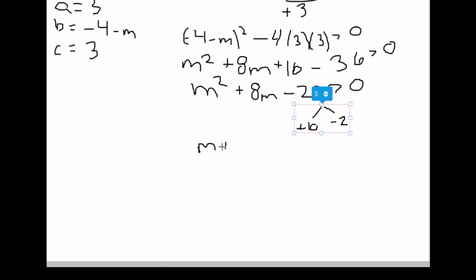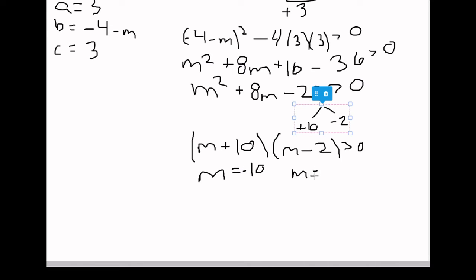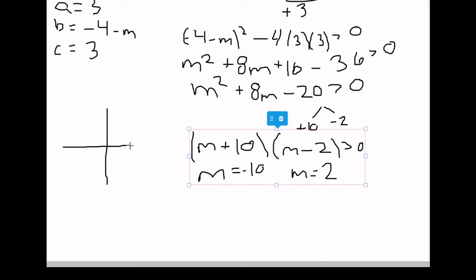So m plus 10 and m minus 2 is greater than 0. So from this, m is equal to negative 10 and m is equal to 2. Because we have this sign here, we're going to draw our graph.